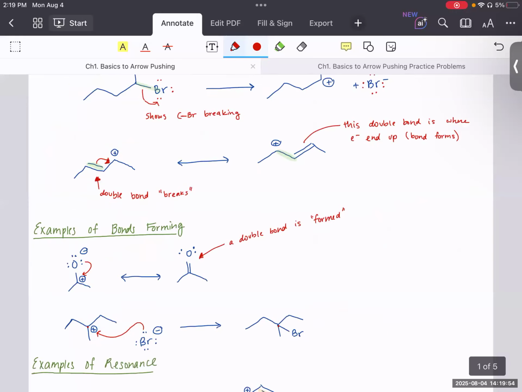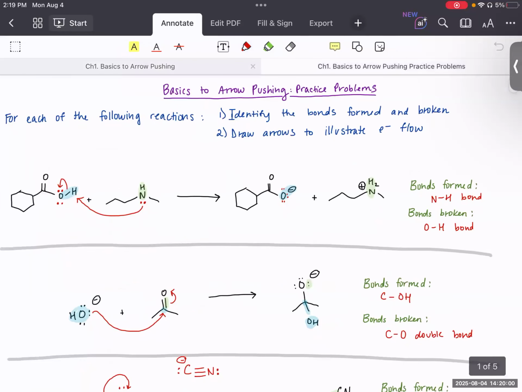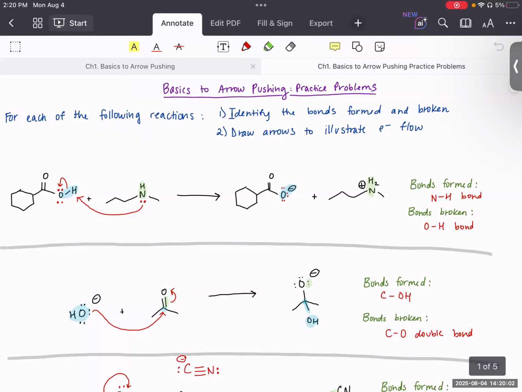All right, so those are some examples of the basics. I'll also be posting the solutions to this basics to arrow pushing practice problem set, which I recommend doing just to get used to practicing these reactions.